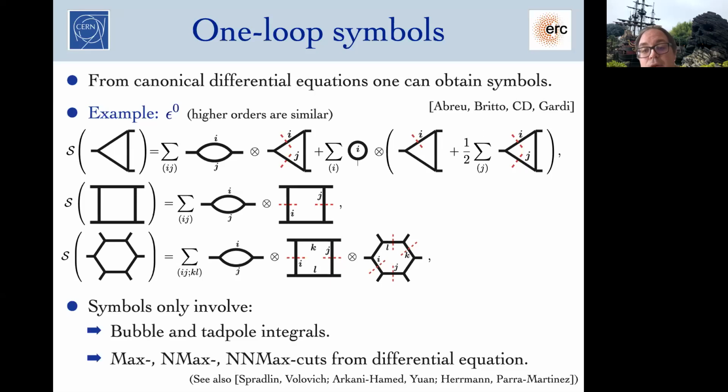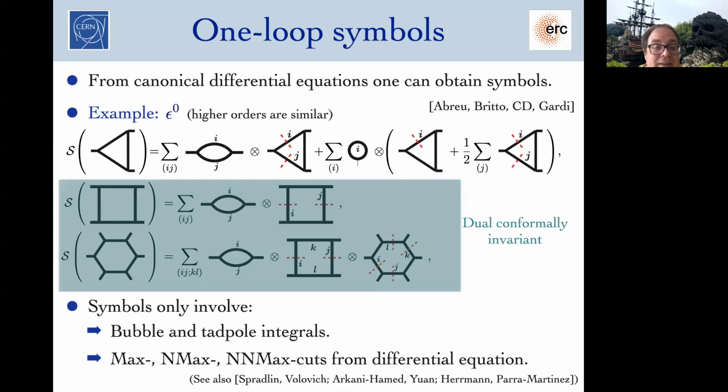And there would be tadpoles, meaning logs of masses in the first entry, with single and double cuts of the triangles. The symbol of the box is logs coming from bubbles, and double cuts of boxes. Hexagons would have, since they are weight three functions in 6 dimensions, bubbles, and then always double cuts of boxes, quadruple cuts of hexagons, and you can easily see how this goes on. And again, the things that enter here, you can compute once and for all. They're closed formulas, so you can really write down the symbols of all one-loop integrals in closed form.